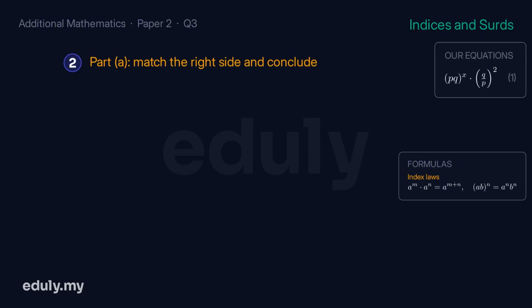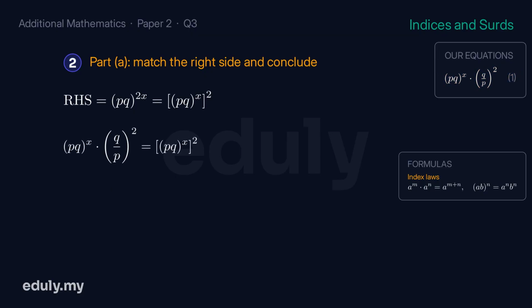Step 2. Now turn to the right side. The right side is the product, raised to twice the power, so we can rewrite it as the same thing squared. The equation tells us the two sides are equal, so we set our expanded left side equal to this. Notice both sides share a common factor. Divide both sides by that common factor, it cancels, and we are left with the result we wanted.